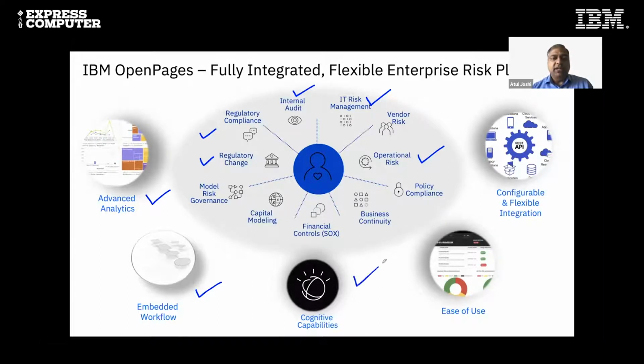We've also embedded the cognitive capabilities of Watson. Again, that is something I'll show as a part of the demo as well. And as far as the source data connectivity is concerned, we have the ability to use our built-in ETL component, as well as flexible configuration to use the APIs to connect to your source system, right? So this is a summary of the different capabilities and modules we have within IBM OpenPages.